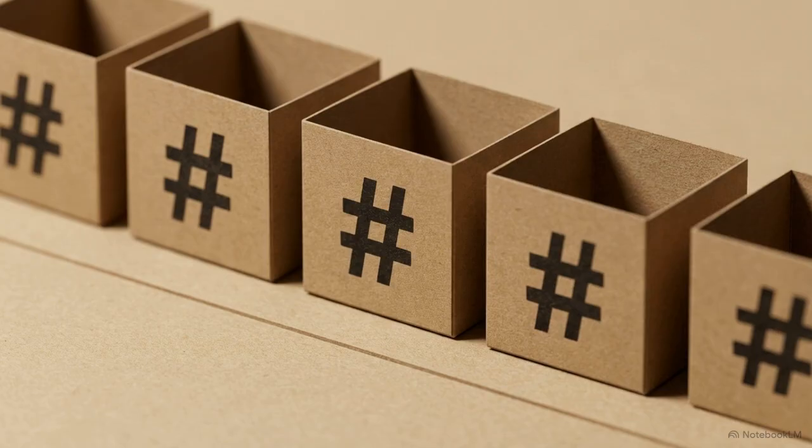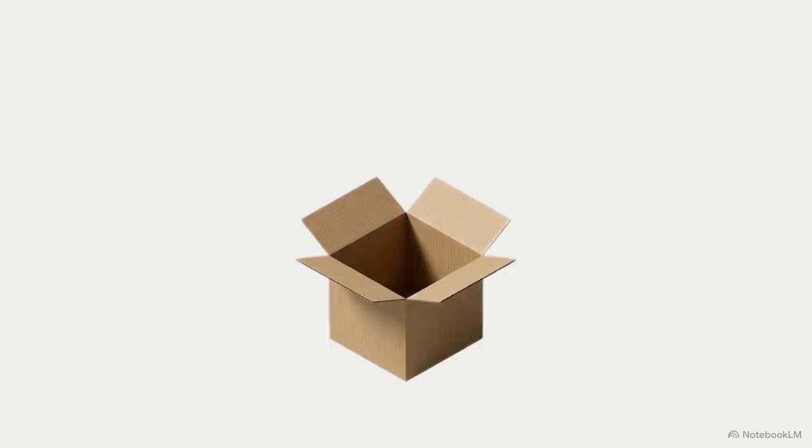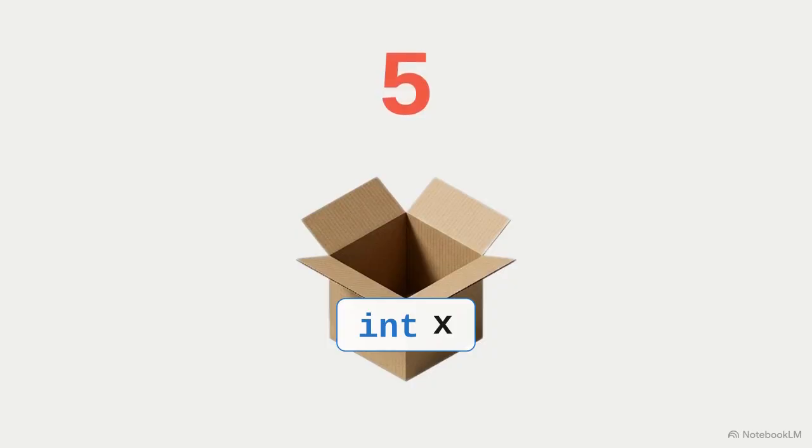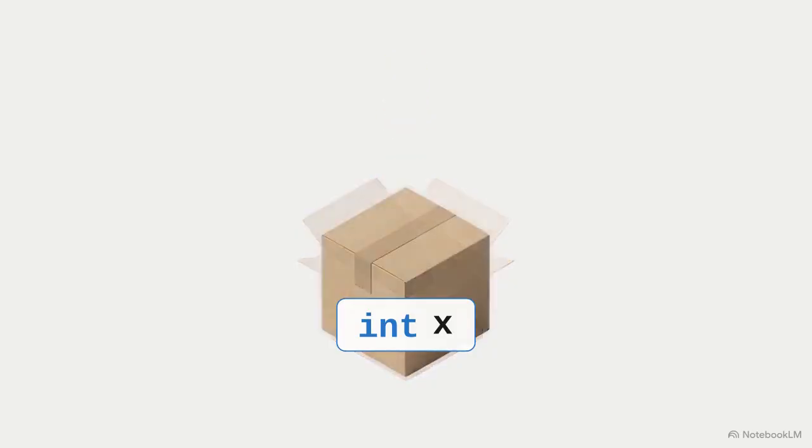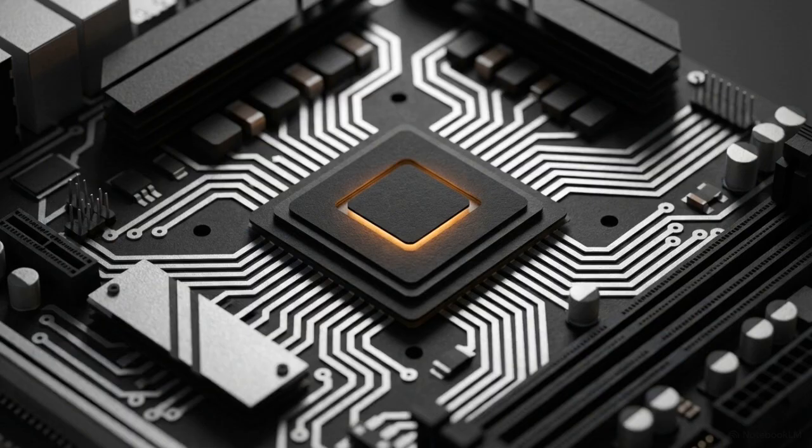We will start with whole numbers. In C++, we use the label int to stand for an integer or a whole number. Then we call the box x to find it later. Now we initialize the box by putting our first piece of data inside. Let's drop in the number 5. This process happens inside the computer's memory, so it is invisible to us for now.